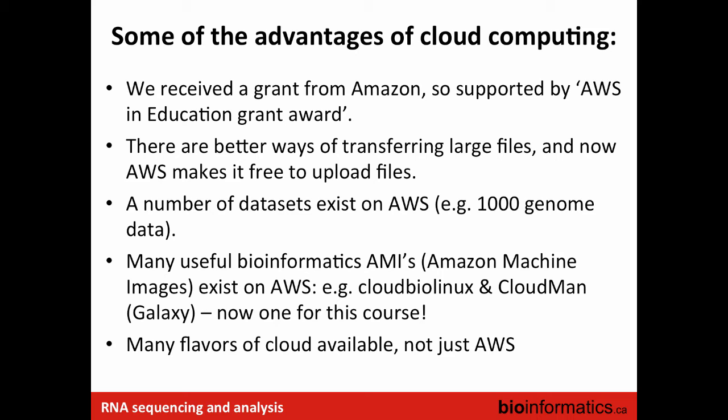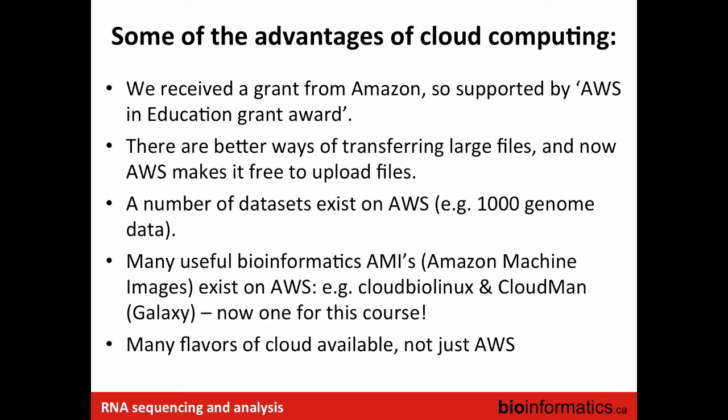It's getting easier to transfer large files, and Amazon makes the upload of many files free, and a large number of bioinformatics data sets that you may want to use are already on the cloud. So this solves the problem of you having to have the bandwidth to get your data onto the cloud if it's already there. So this applies to things like large public data sets like the 1,000 genomes data or TCGA data or ICGC data. A lot of that data is already on the cloud.